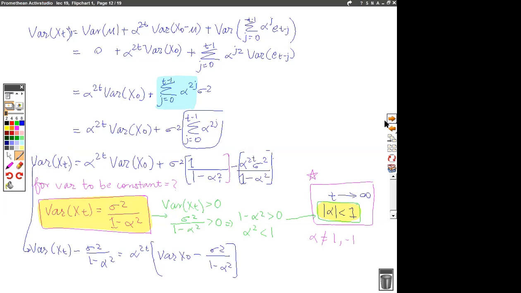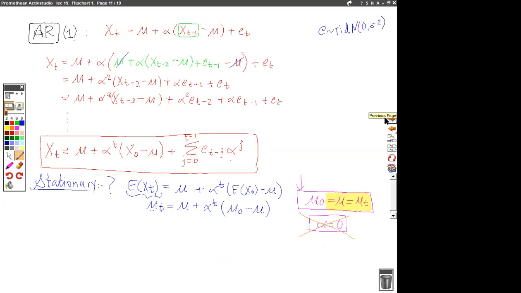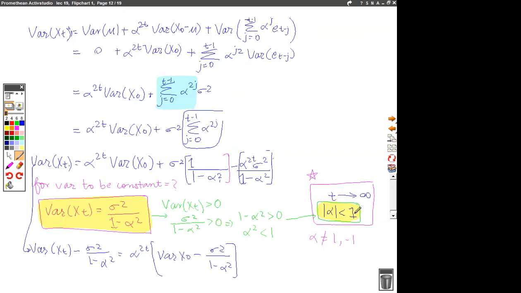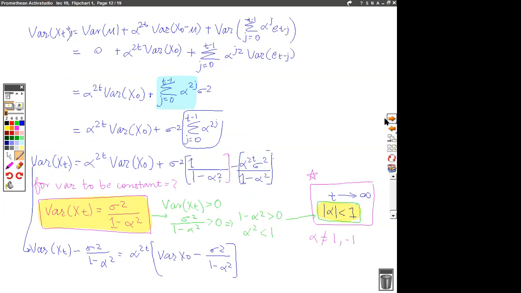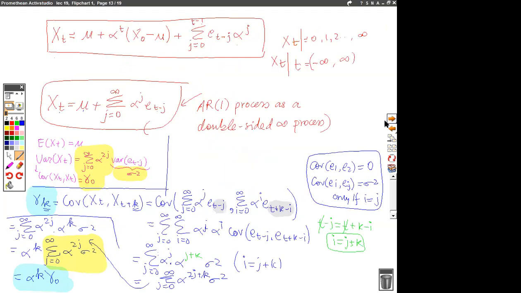So we solved and we got that an AR1 process is stationary if the coefficient of xt minus 1 is less than 1 in absolute magnitude. If this is less than 1, I know that my variance is going to be constant and my mean is going to be constant, where my mean for each and every time period is just mu, the constant term that I have up there. Okay, so that was for AR1. And then we figured out its covariance and stuff.